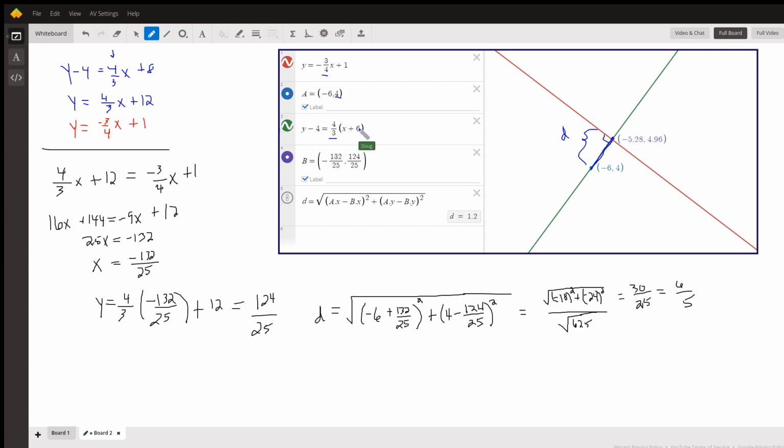So 3 into 6 is 2. 2 times 4 is 8. Okay, so I removed the parentheses at the same time, and then added 4 to both sides. And so we want to find the point of intersection of these two lines.